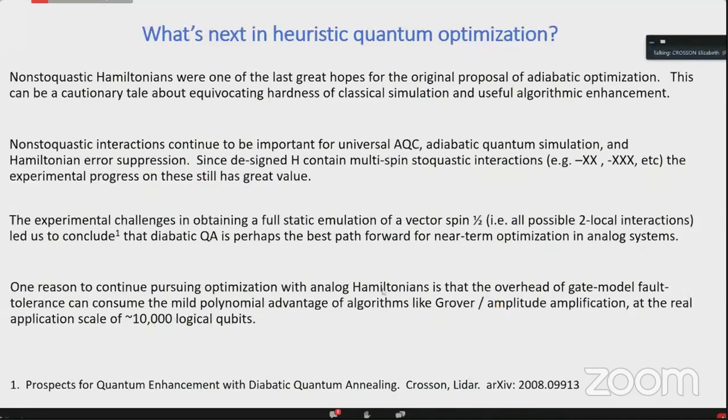And so because of that, we need to explore these alternatives. We can't just say that it's all going to be gate model fault tolerance one day, because it's not clear that there's an advantage there. So that's discussed a bit in this work.